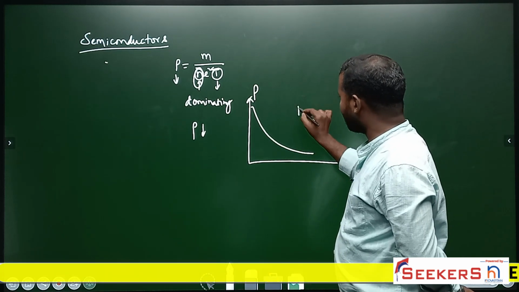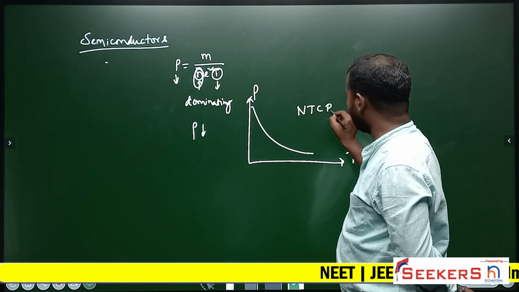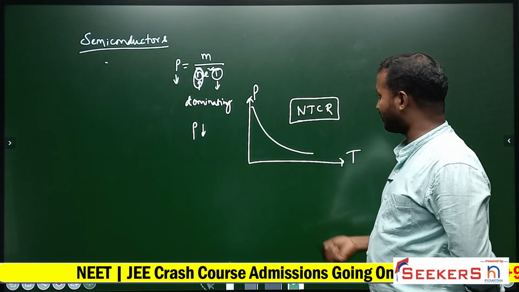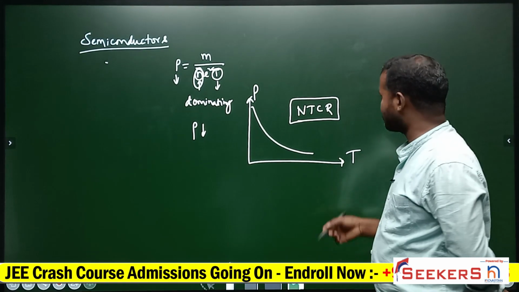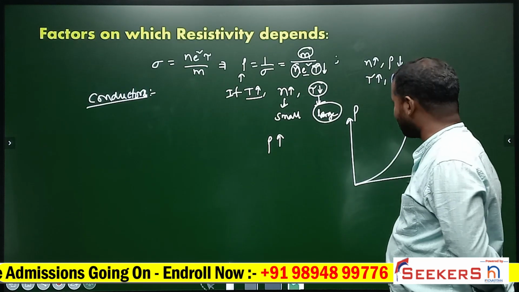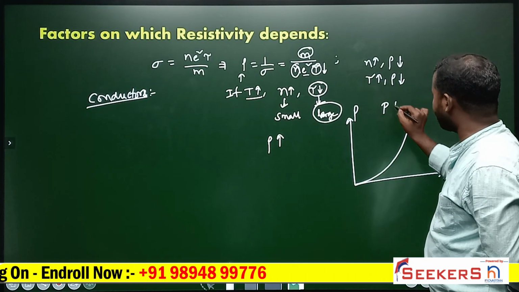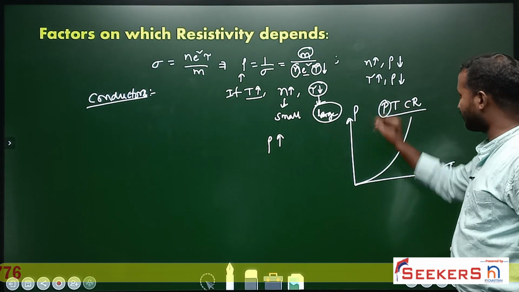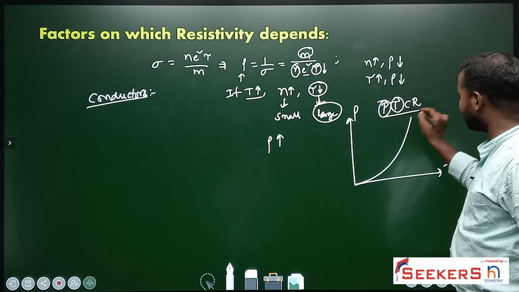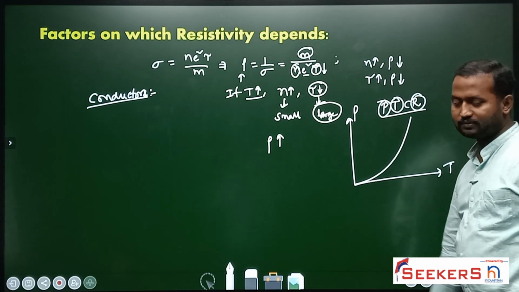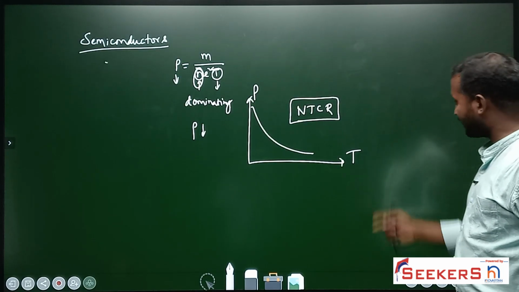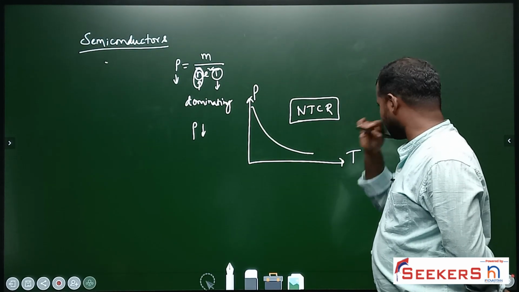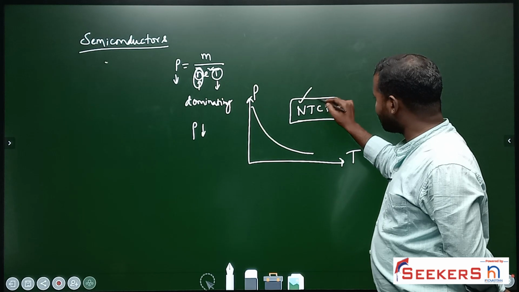This is what we call a negative temperature coefficient of resistance. Because of this property, we use semiconductors in our daily life applications, for example device applications. In the case of conductors, we call it a positive temperature coefficient of resistance. What does that mean? The slope is positive here, hence it's called positive, and that means when temperature is increasing, resistance is also increasing. But here, when temperature is increasing, resistivity is decreasing as a function of temperature. That's why you call it a negative temperature coefficient of resistance.